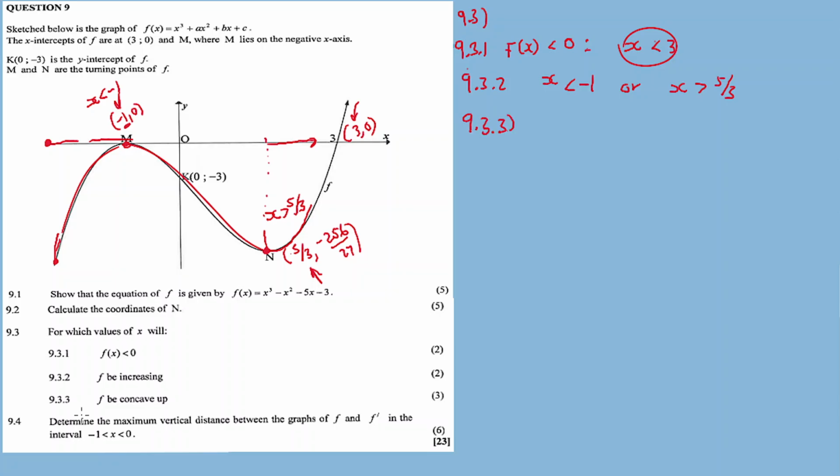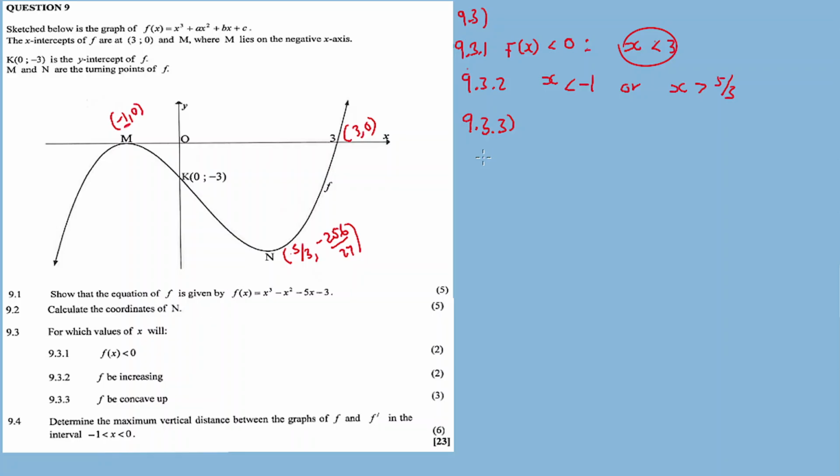9.3.3: f be concave up. For this one, how do we answer it? We want to find where our graph is concave up. So it's a question of concavity. Concave up, concave down. You only know that if you know the point of inflection. So we have to calculate the point of inflection in order to answer this one.